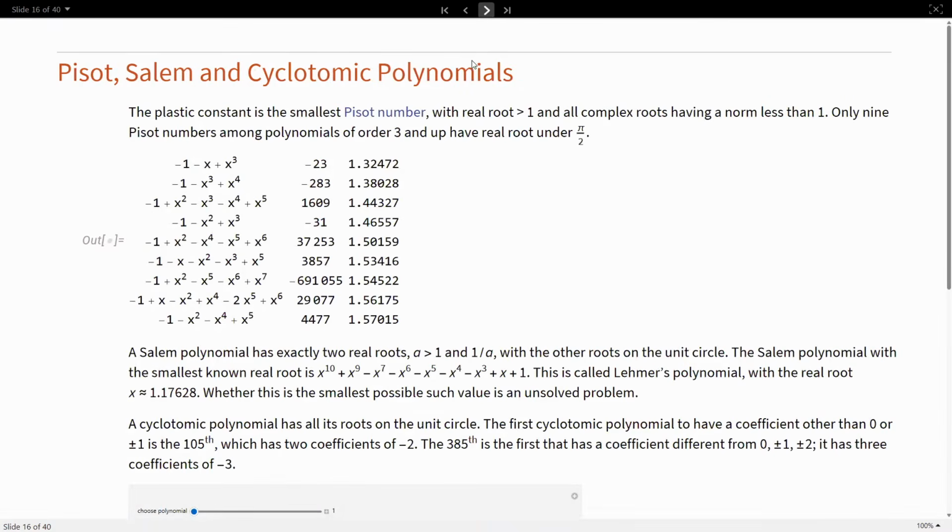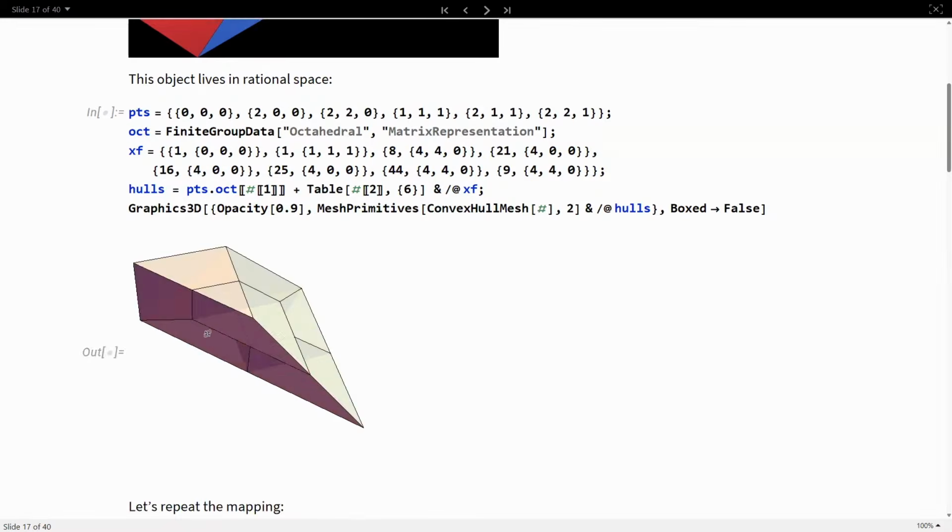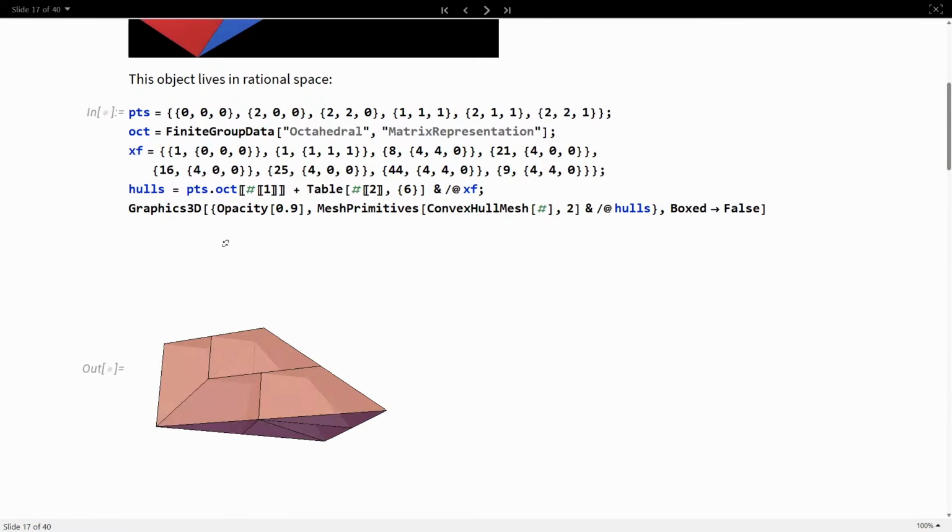So I was showing the Pisot, Salem, and cyclotomic polynomials. Let's go to the Mekhontev's wedge. So here's a non-trivial self-similar convex polyhedron where 8 copies will make a larger copy of itself. This was something found 3 days ago. It caught me unaware. It caught quite a few other people unaware. So this looks like it might be a new object, this 8 reptile. So here's what it looks like when we make extra copies of it.